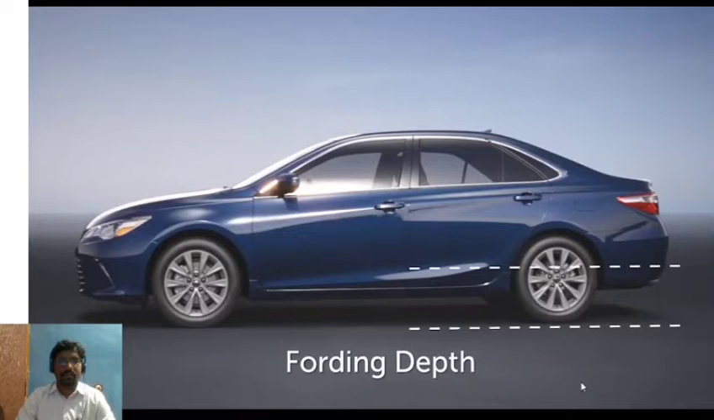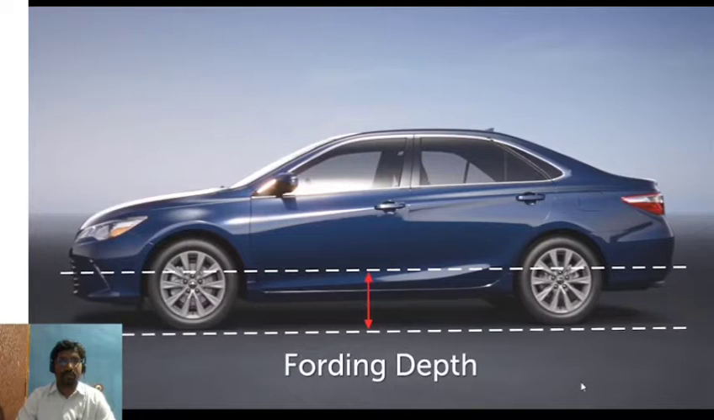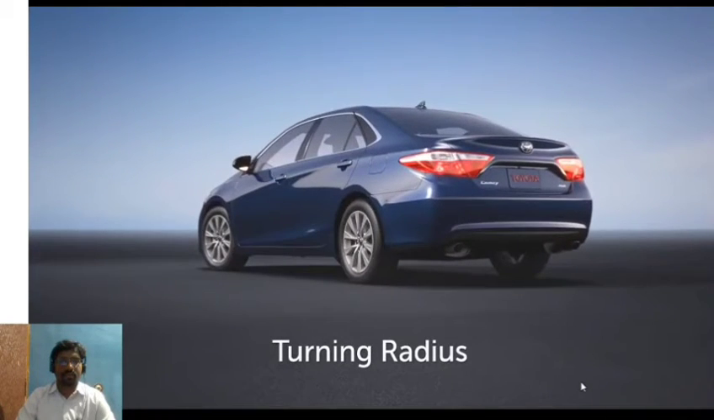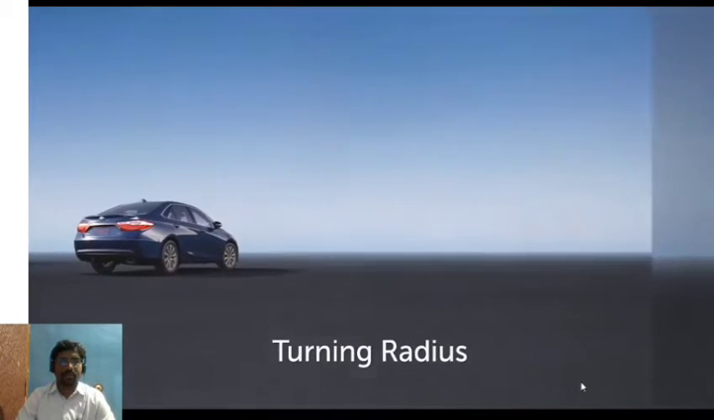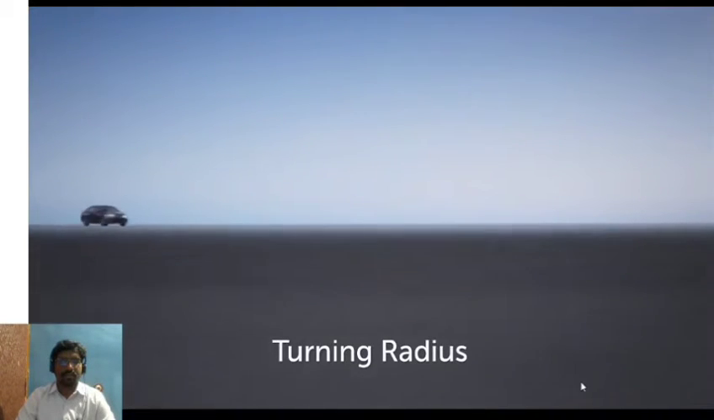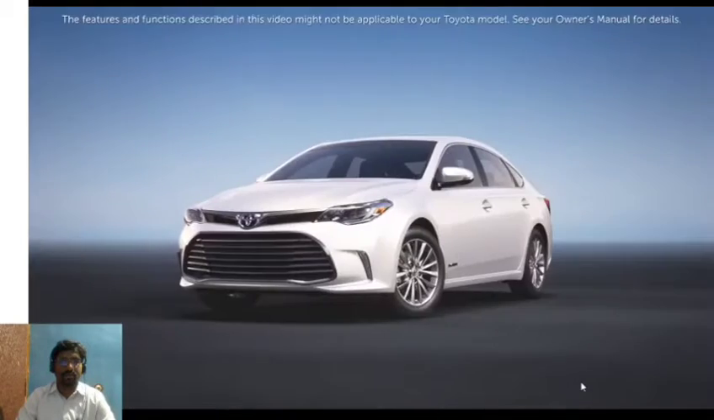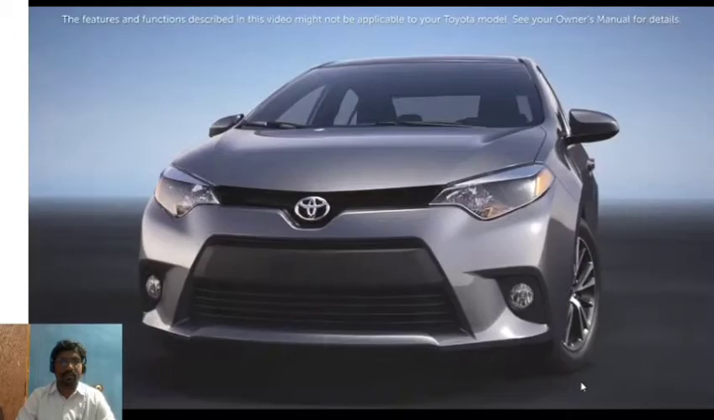Fording depth is the maximum depth of water in which a vehicle can operate without risk of damage to any of its components. Turning radius is the radius of the tightest circle a vehicle can turn with maximum steering input, measured from the center of the circle to the outer edge of the vehicle's tires on the outside of the turn. Stated differently, it represents the radius of the tightest circle a vehicle could negotiate if it was surrounded by a curb. The features and functions described in this video might not be applicable to your Toyota model.